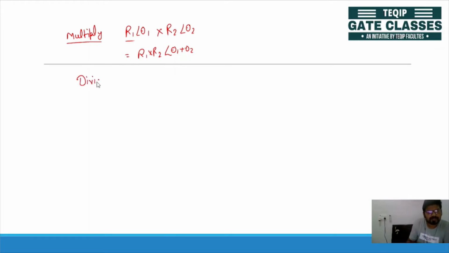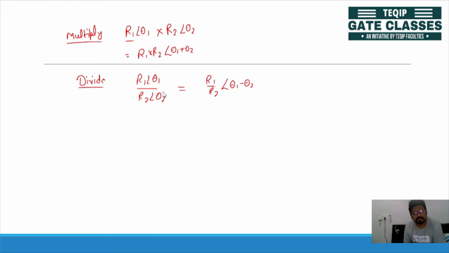So what will it be if we divide them? r1 angle theta 1 divided by r2 angle theta 2 is equal to, the magnitudes will be directly divided and the angles will be subtracted like this. This theta 2 will be subtracted from theta 1. Okay, like if we have 1 by j, that is iota, 1 by j, we can represent it as minus j.